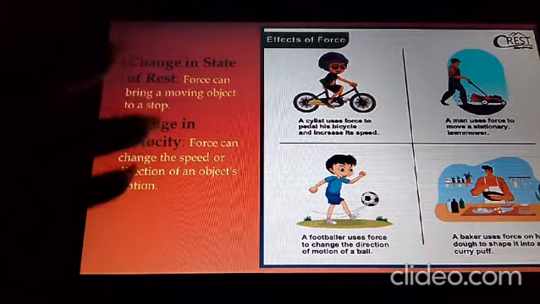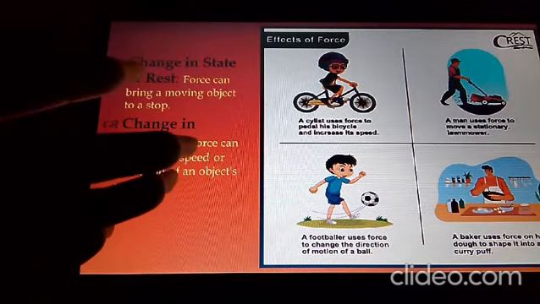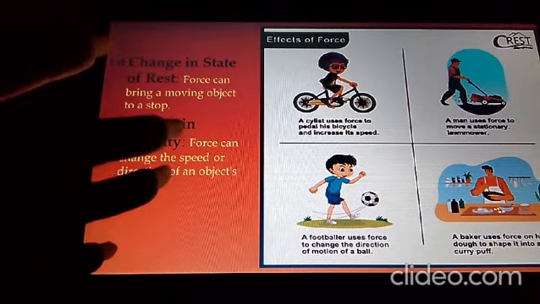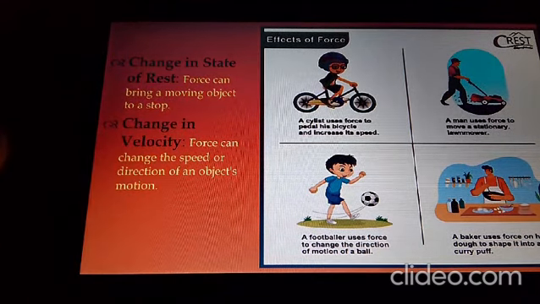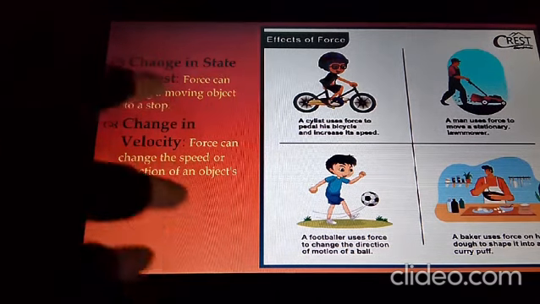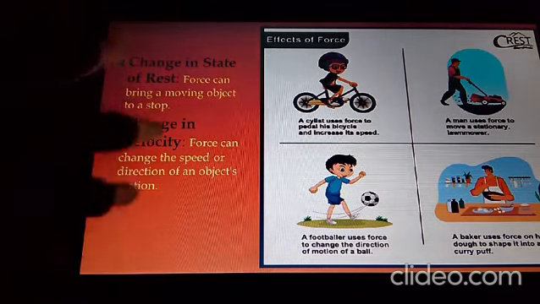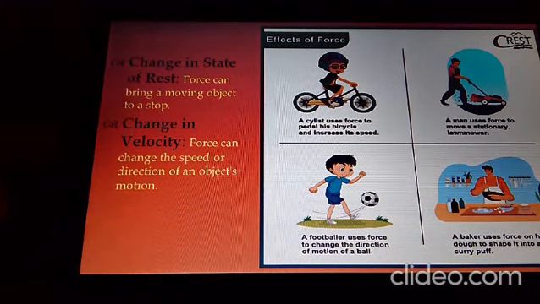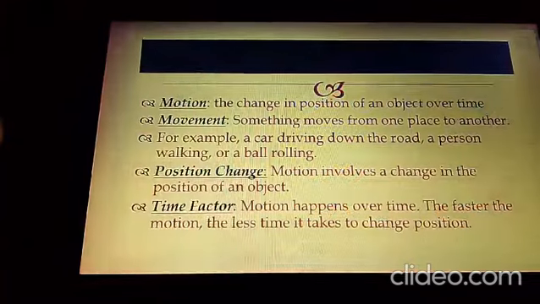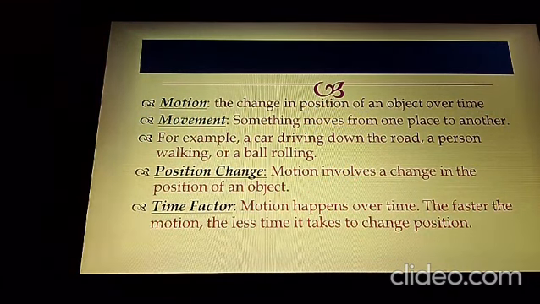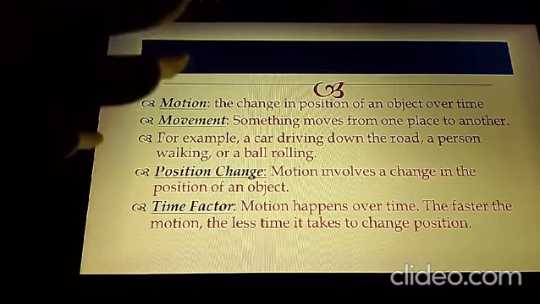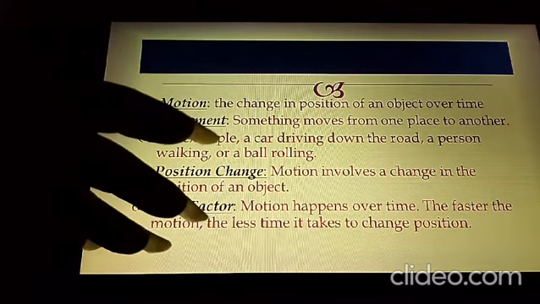These are the different types of effects which result due to the application of a force, or we can say these are the different types of outcomes or possibilities which we get after the application of the force. Okay, now come towards another topic of our today's lecture, the motion. Okay, now what is the motion?